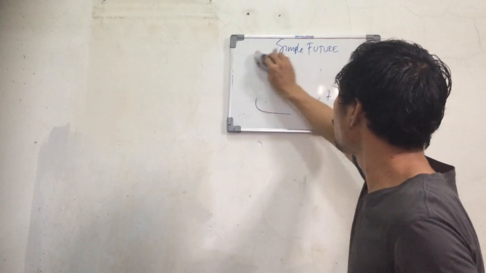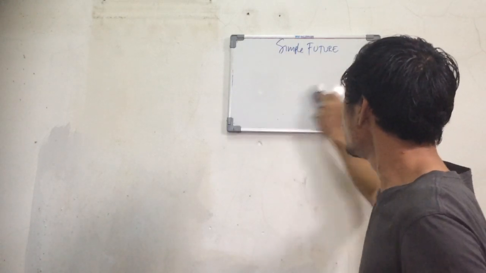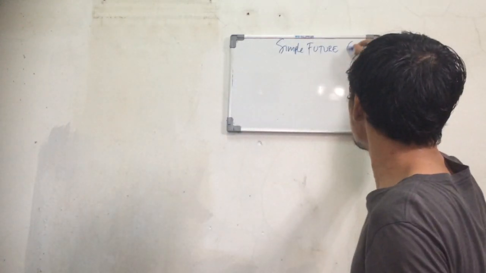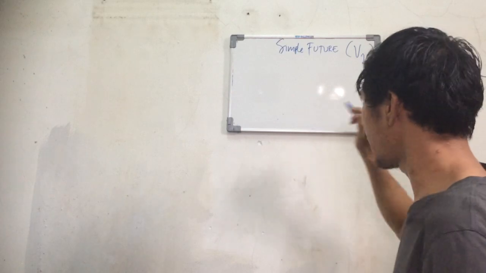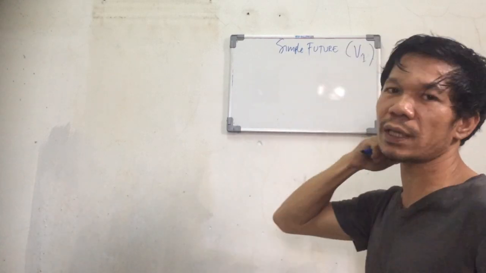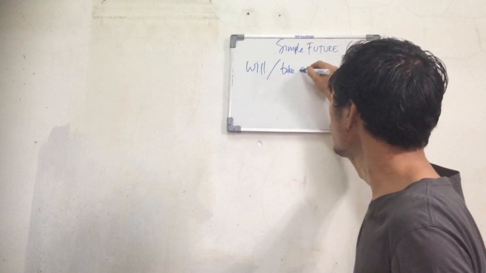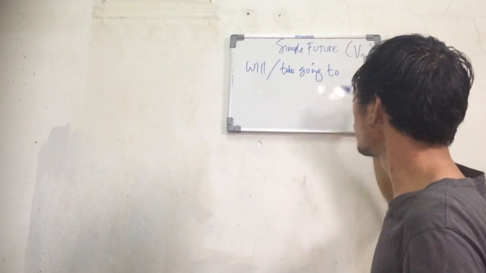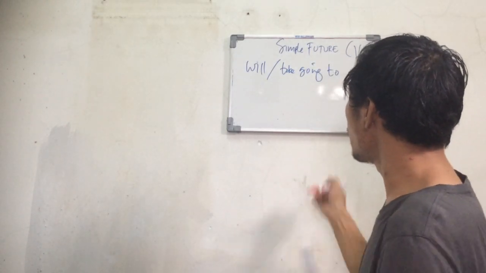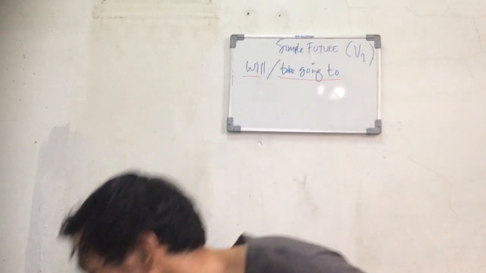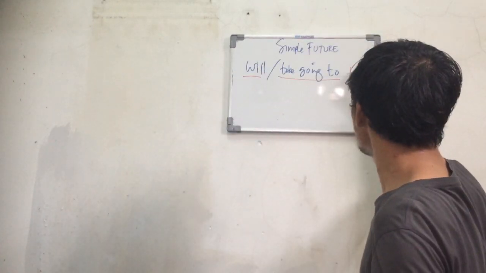Simple future: if you want to tell about your ambition, your goal, your plan, use simple future. Here we discuss the use of verb 1. Before verb 1, the auxiliary is will or to be going to. This is the example of the auxiliary for simple future tense. It must be followed by a verb.